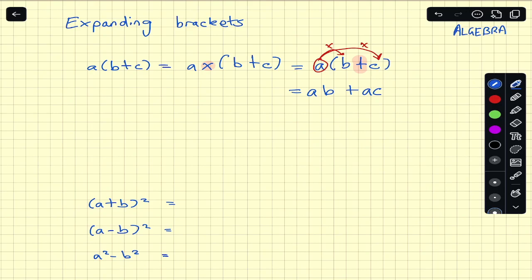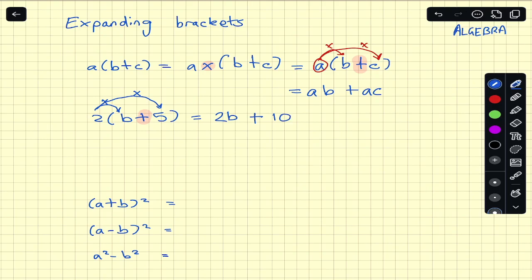So for an example with numbers, I'll write 2 here, open bracket, and then I'll write B plus 5. These are not like terms, so we can't do anything inside the bracket to simplify it. And if I do my multiplication here, I'll do the first one. 2 times B is 2B. Next one, oh, I can't forget, I need to write this plus symbol here. So plus, and then 2 times 5 is 10. So that's how you would expand that.